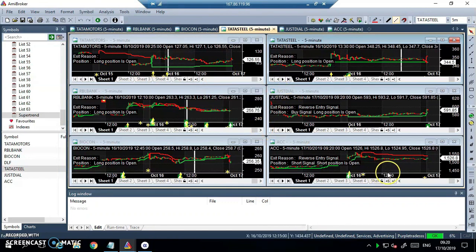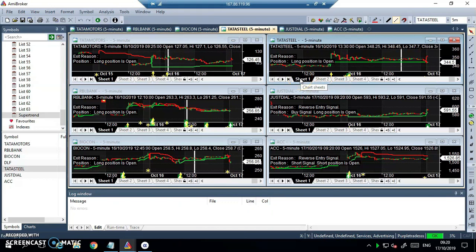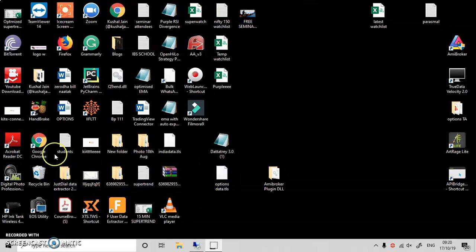I've changed stocks. Now I have Tata Motors, RBL, Biocon, DLF, and I've added ACC, and Just Dial is there, and Tata Steel is also there. So I have a few different stocks, a few same stocks, and I have checked on the website also the optimized parameters of them, and accordingly I have changed the parameters for all of these stocks also.